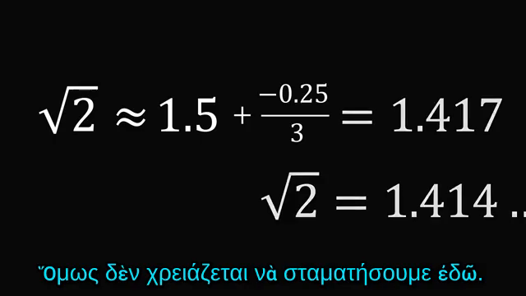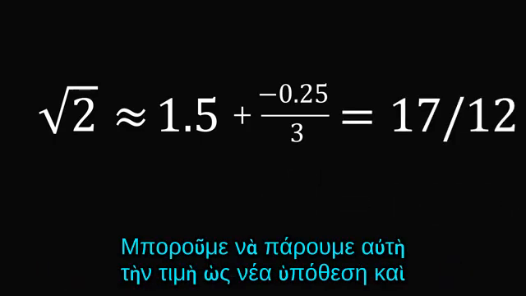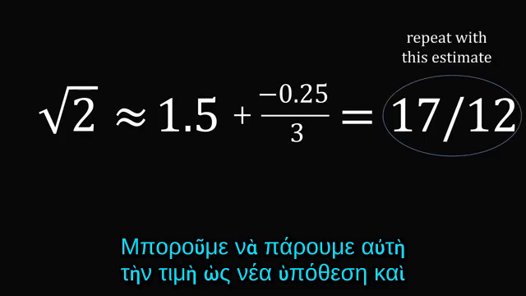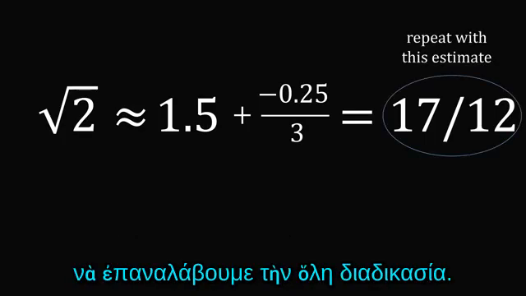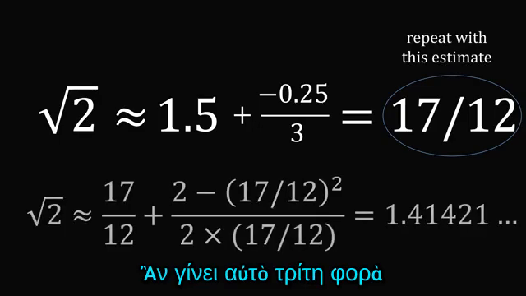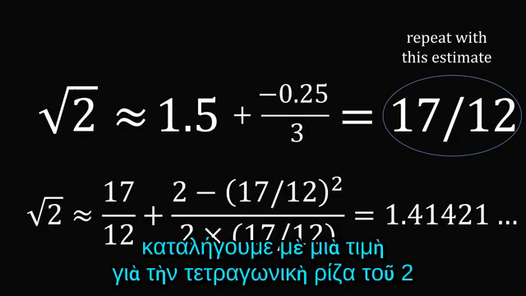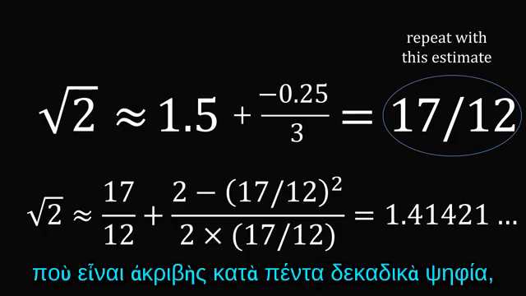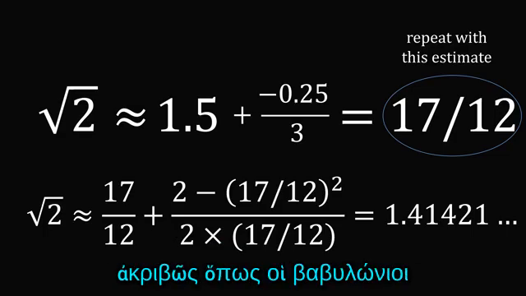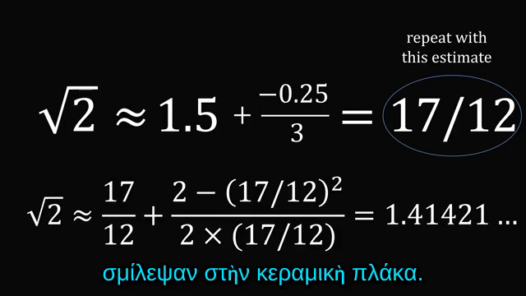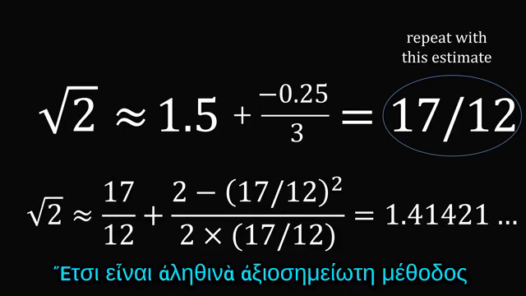But there's no need to stop here. You can take this value as the new guess, and you could repeat the whole process. And if you do this third iteration of the process, you end up with a value of the square root of 2 that is accurate to 5 decimal places, just like the Babylonians inscribed on the clay tablet. So it is truly a remarkable method.